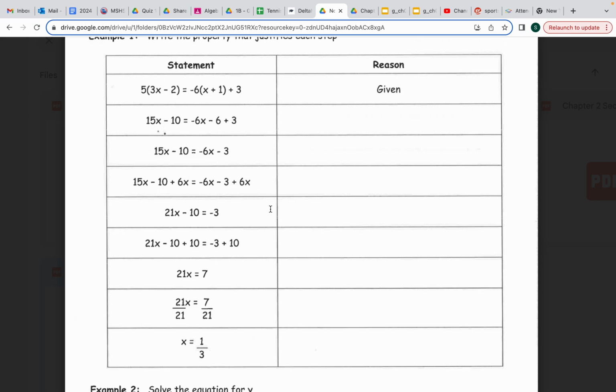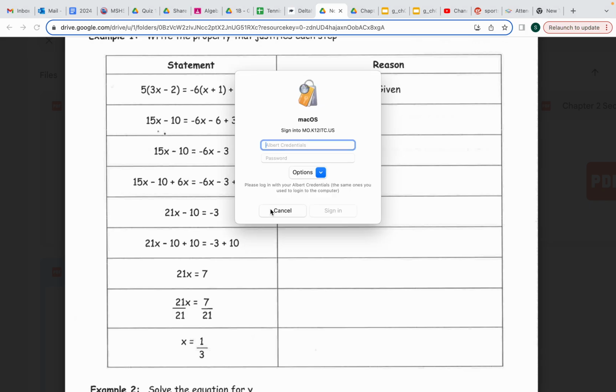It's giving you all the statements, you've got to give me the reasons. So what properties are you using? Go ahead and do that one. All right, this will be our last one. All I ask is that you do this last one, please.